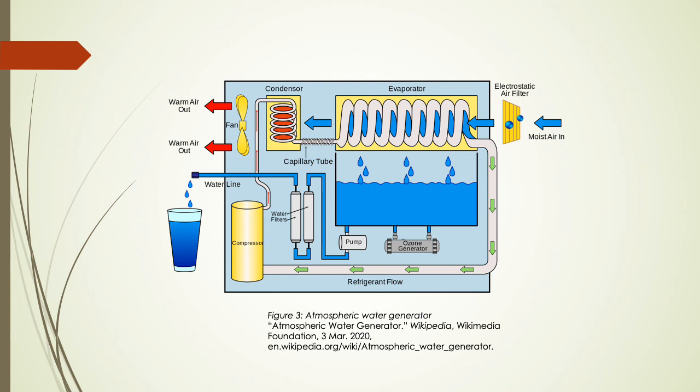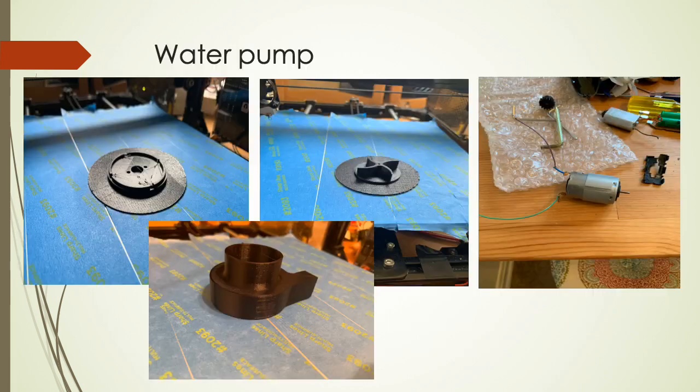Here is a cool picture I found on the web to show how the device is functioning. It's a bit complicated, but it follows the same concept. The moist air comes inside and the evaporator creates the water. Here in this design, instead of the water pump, they have a compressor because we can replace the cold water with gas for extreme cold temperature.